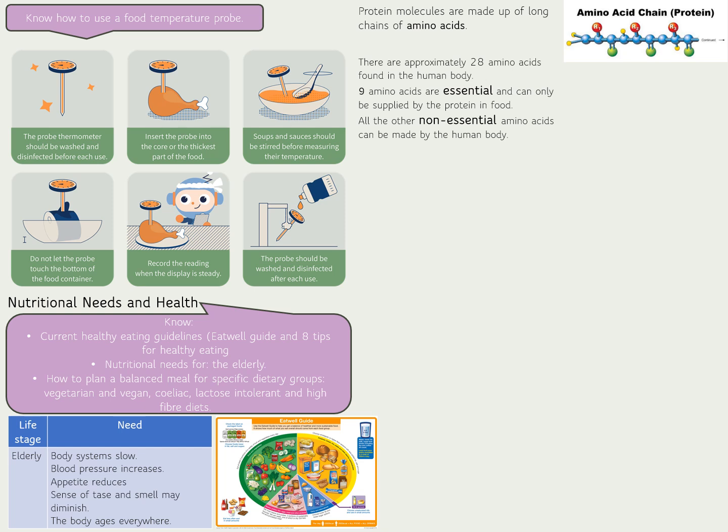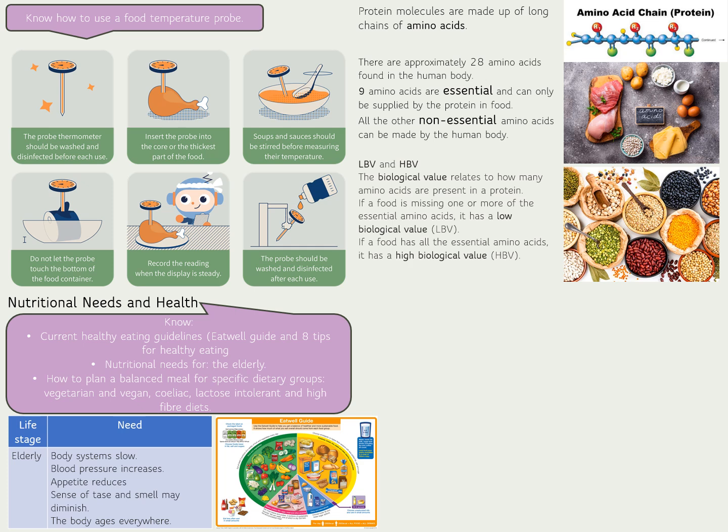Non-essential amino acids are made in the human body. As well as that, there are 2 qualities of protein. We've got high biological value proteins, which are your animal proteins, and low biological value proteins, which are your plant proteins.